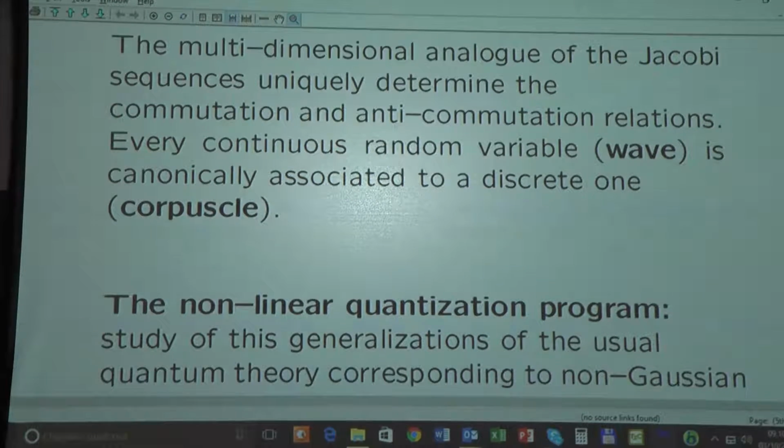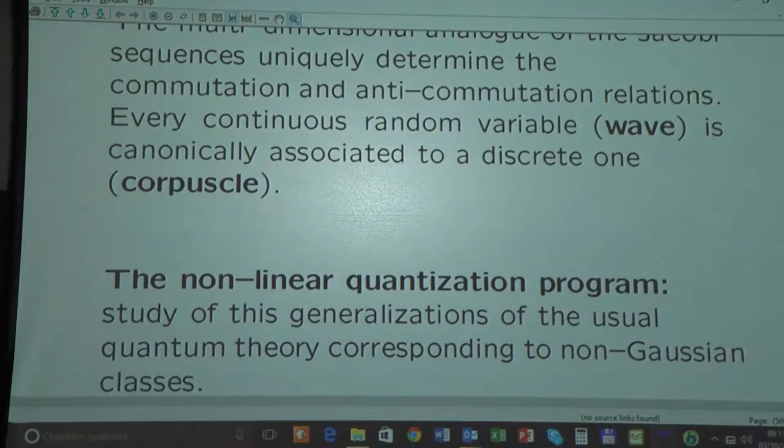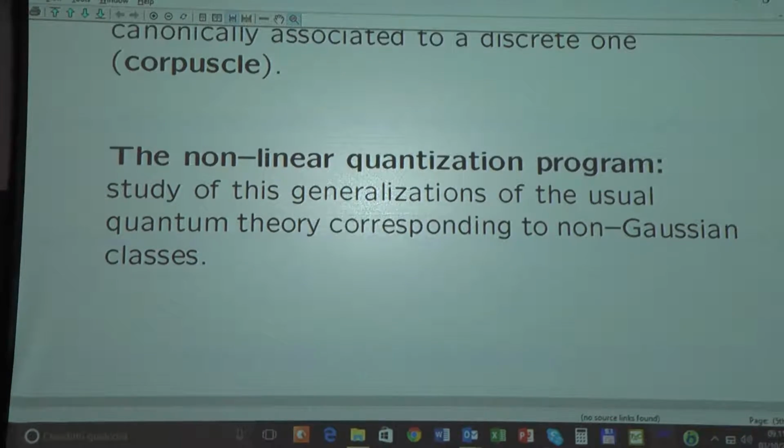So the wave-particle duality, so discrete and continuum, is again a very natural consequence of orthogonal polynomials. Every, even absolutely continuous, random variable is canonically associated to a discrete random variable. At least one. And when we go outside the Gauss-Poisson class, which completely covers the standard quantum mechanics and quantum field theory, we will enter into what I call the program of nonlinear quantization.